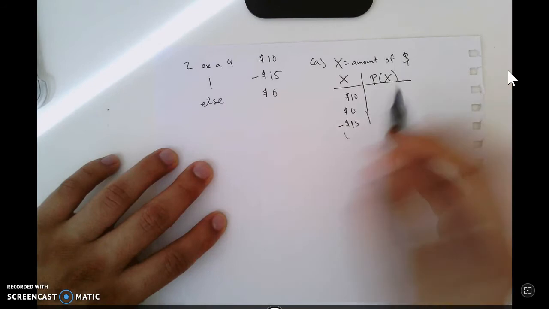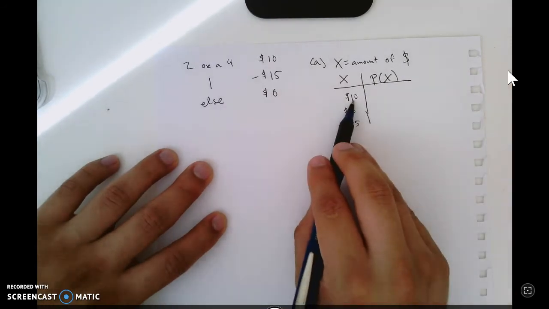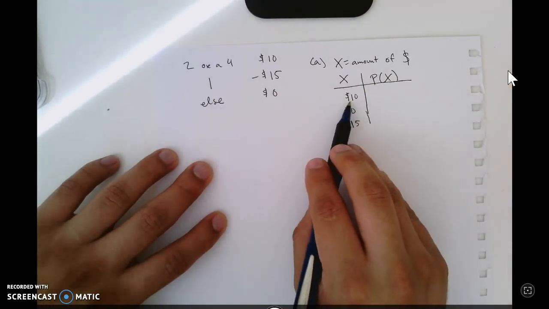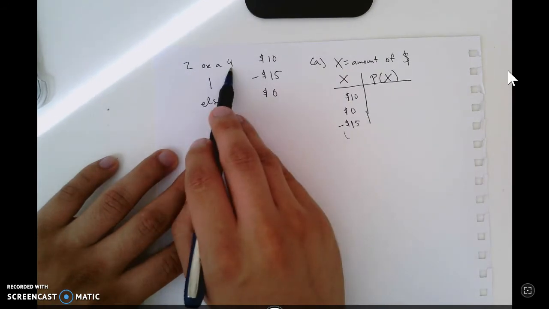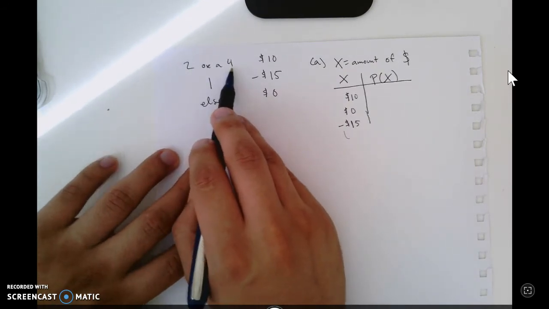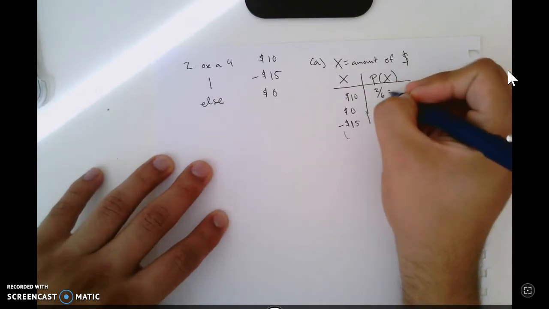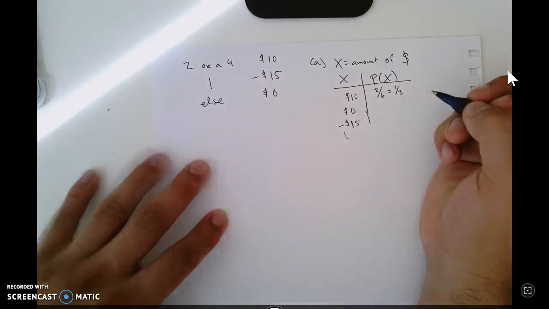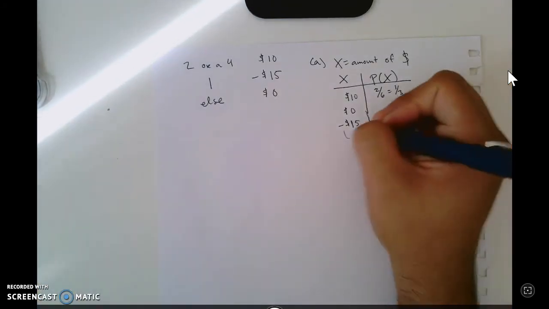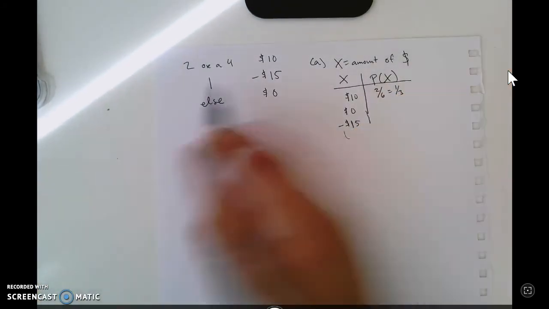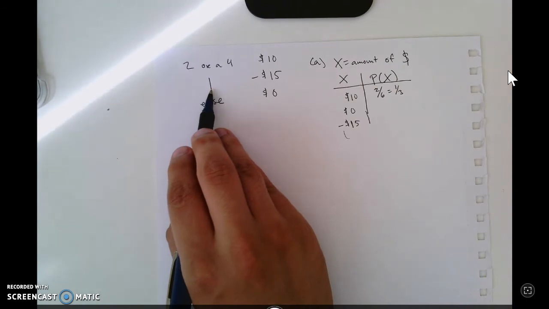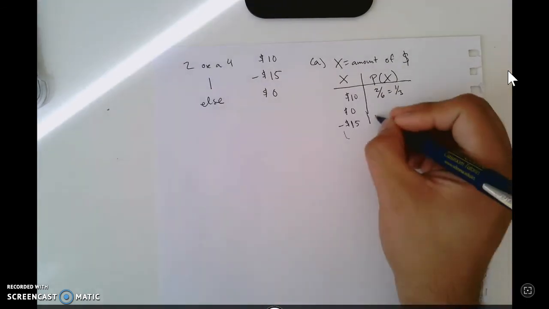What's the probability that I win $10? Well, we rolled a 6-sided die, and a 2 or a 4. What's that probability? 2 out of 6, or in other words, 1 over 3. How can I lose $15? Well, I lose it when I roll a 1. That probability is just 1 out of 6.